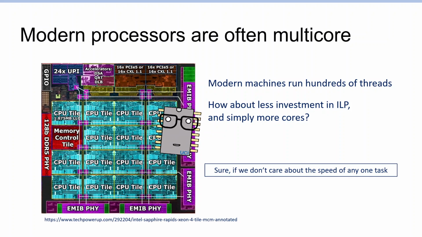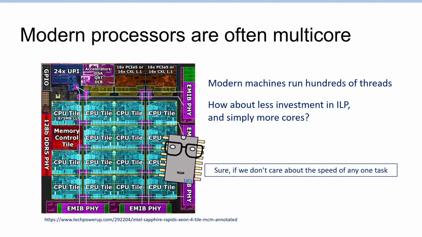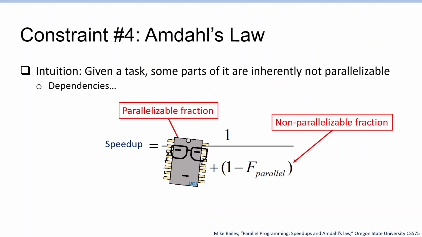And of course, we can do this as long as we care less about the speed of any one task. If we care only about the total added throughput of all the tasks that you're running on the processor, and we don't care about the latency of any particular task, then we can afford to go to this extreme. But if we care about the performance of any one single task, even if it is a parallelizable task, then going to this extreme may not be a very good idea due to Amdahl's law.